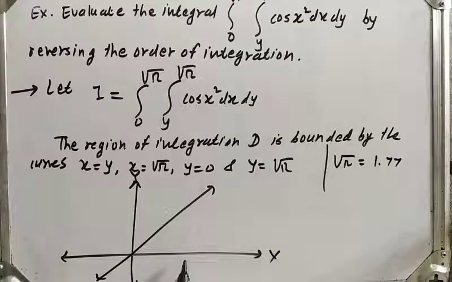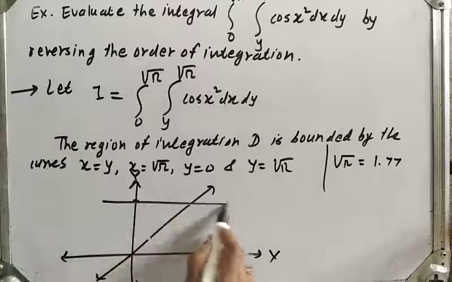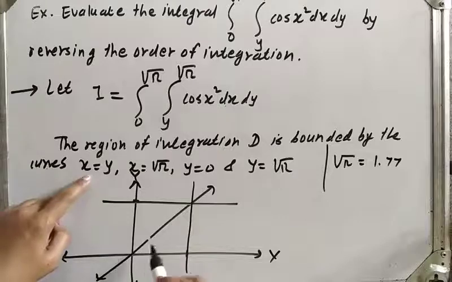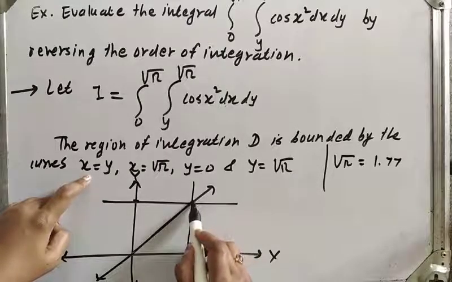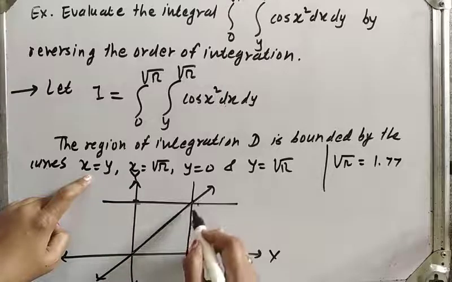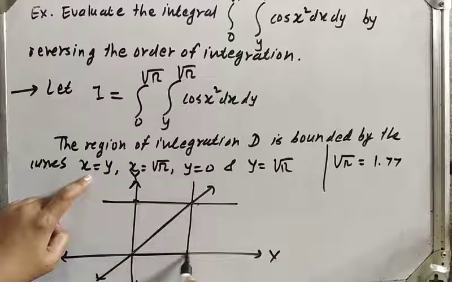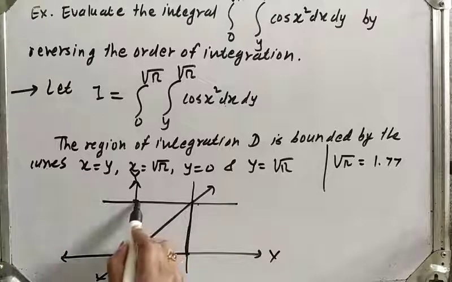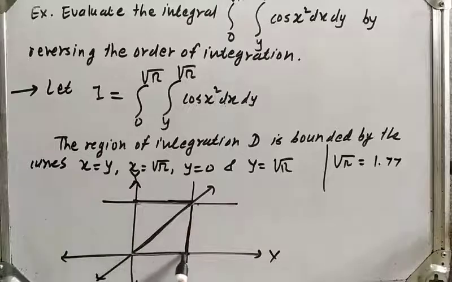Okay, suppose here is somewhere 1.77, here is somewhere 1.77. x is equal to root pi, y is equal to root pi, like this. Okay, and which will be our region? The region bounded by what? x is equal to y, then x is equal to root pi, y is equal to 0, and y is equal to root pi. Where will we get the region? Now look at this line, this line, this line, this line. We get this region.